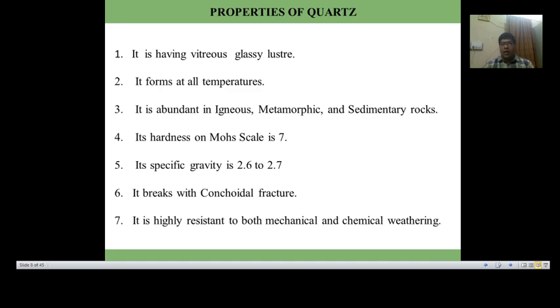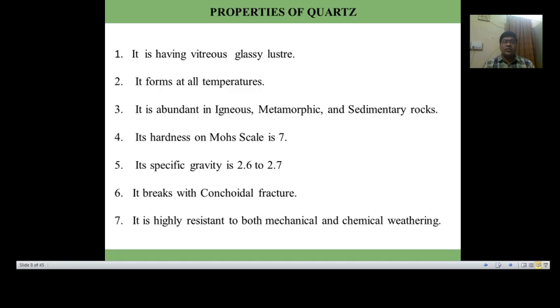Any material which, after breaking, gives sharp edges that are gritty and rough to touch, has a property called conchoidal fracture. It breaks with a conchoidal fracture, with sharp edges. So, in simple terminology, we can say it breaks with sharp edges.